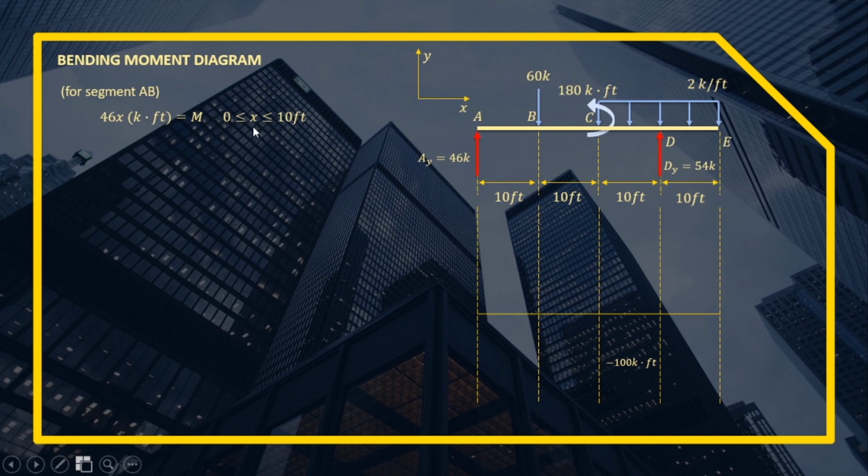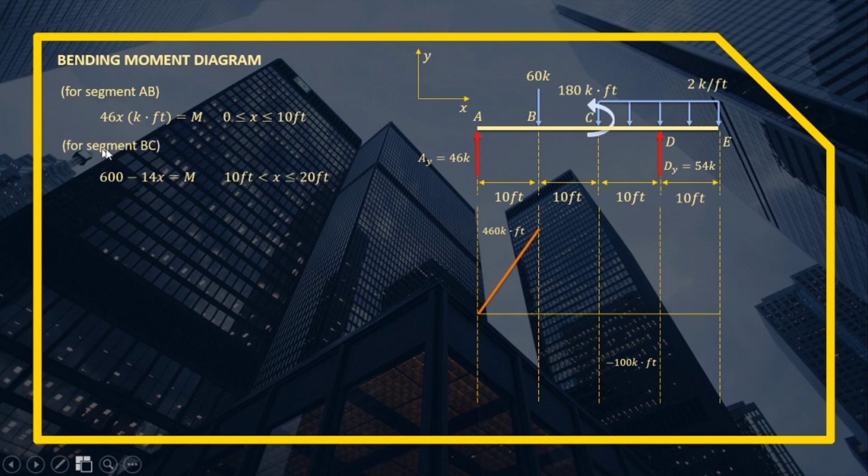Ibig sabihin, if x equals to 0, syempre, yung moment natin about point A is 0 din. Tapos, if x is 10, ano bang value natin ng M? So, 46 times 10, that is 460. At point B, meron tayong moment, 460 feet. And this is linear. Kasi nga, yung equation natin, that is linear.